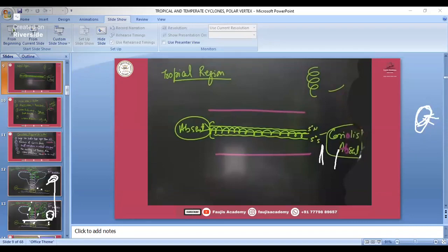And see, when you come to the Indian Ocean, in the Indian subcontinent part, we have two seas. On the western side we have the Arabian Sea, and on the eastern side we have the Bay of Bengal. But in the Arabian Sea we have less formation of cyclones, whereas in the Bay of Bengal we have more cyclones. Why?